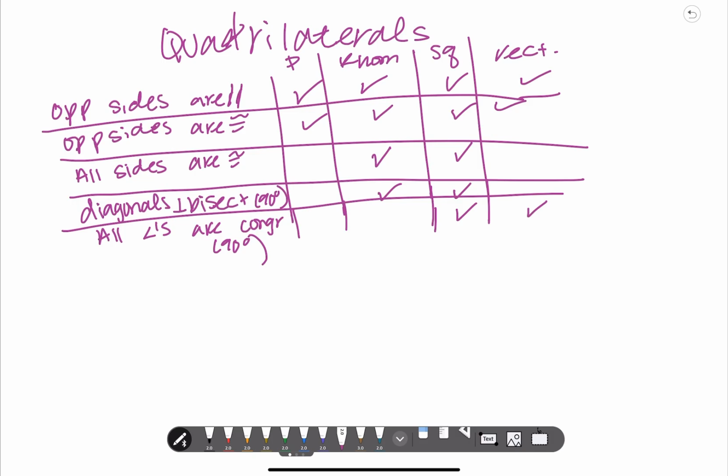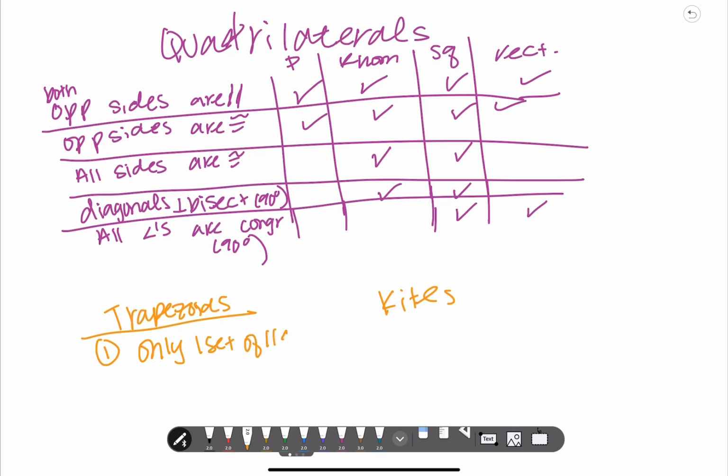Now, what if both sets of opposite sides are not parallel? Then you're going to be working with either trapezoids or kites. Now, with trapezoids, only one set of parallel sides. Whereas with kites, you have no parallel sides.